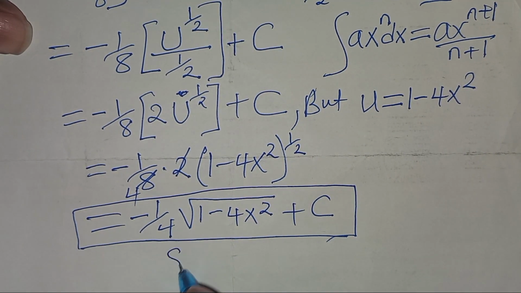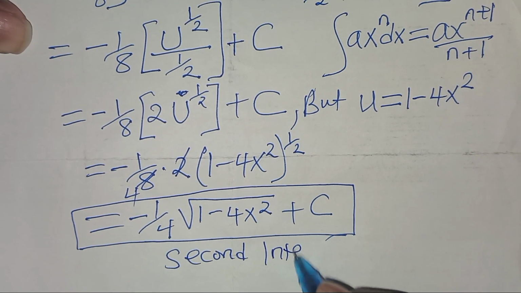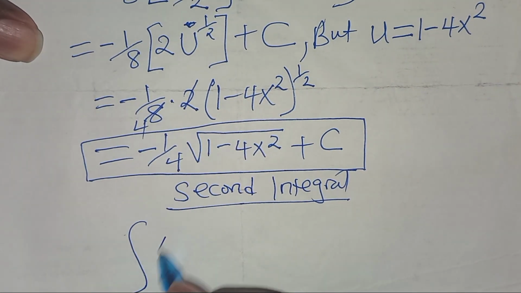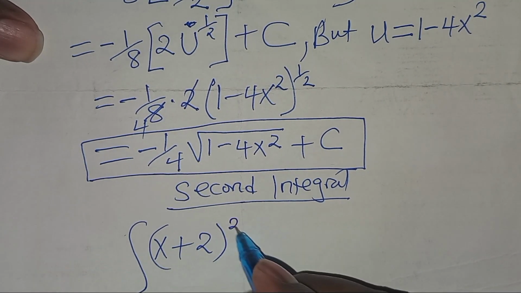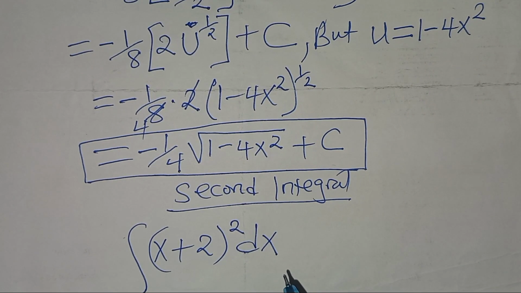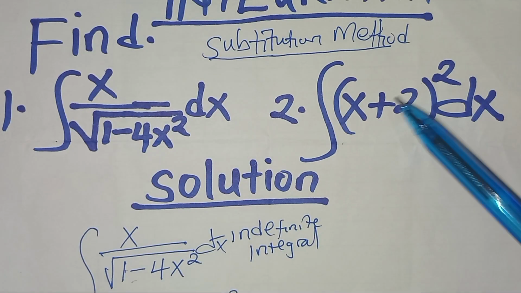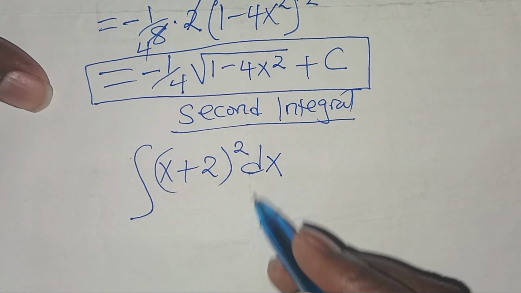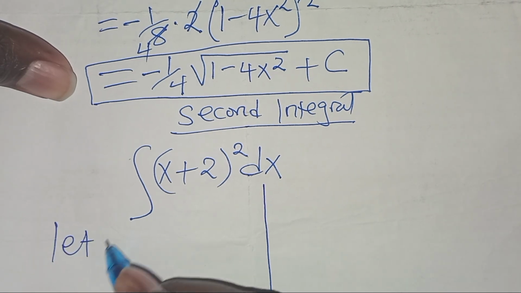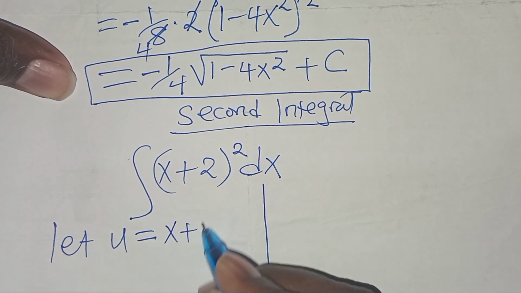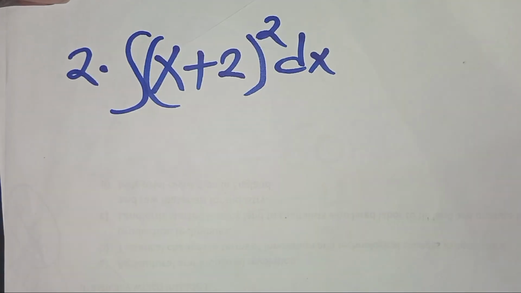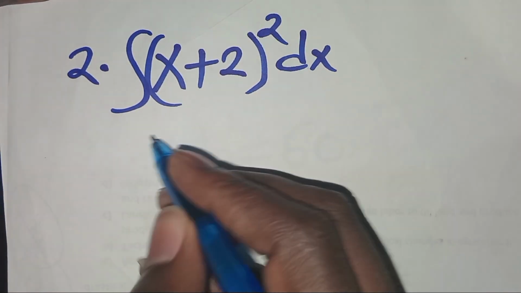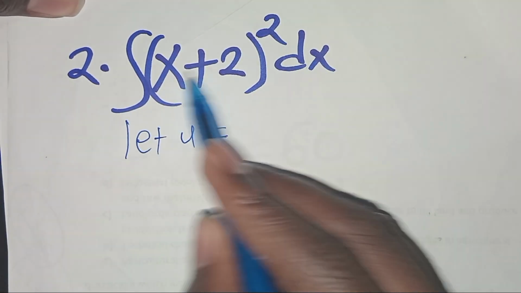So let's solve the second integral, which is basically the integral of x plus 2 raised to power 2 dx. So let's integrate this. We begin by saying let u be equal to x plus 2.